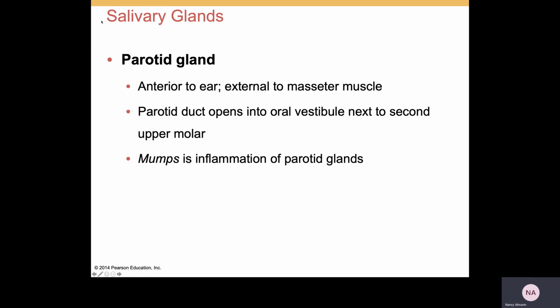Parotid gland is going to be anterior and slightly inferior to the ear. It is external to the masseter. The parotid duct is going to open into the oral vestibule next to the second upper molar. If you have inflammation of those glands, you have mumps.